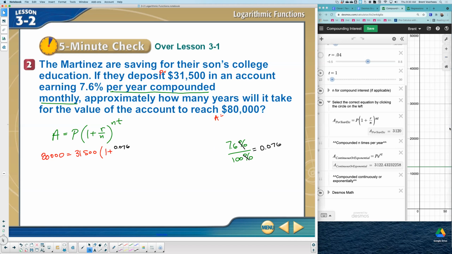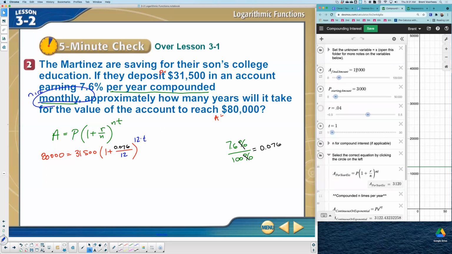0.076. This will be divided by how many times per year are we doing this? That's our N right there. N will be 12 because it's monthly. And now finally, you raise it to the power of 12 times the number of years. How many years does this happen? We don't know. That's our unknown. So that's what's going to be in our calculator, the X. I'll just leave it as a T.